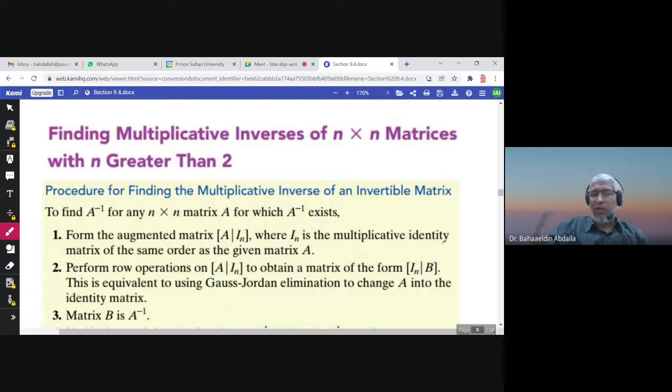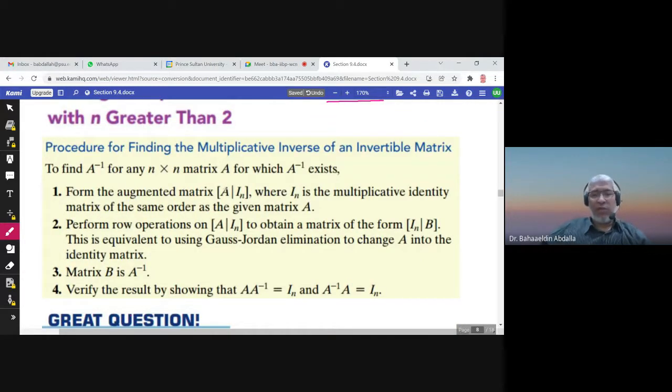In the previous video, we have seen how to find the inverse matrix, the multiplicative inverse, of a 2 by 2 matrix. Now, what if the matrix is a square matrix but bigger than 2 by 2? 3 by 3, 4 by 4, 5 by 5, whatever. How do we find the inverse of such matrices? Well, there is an easy procedure.